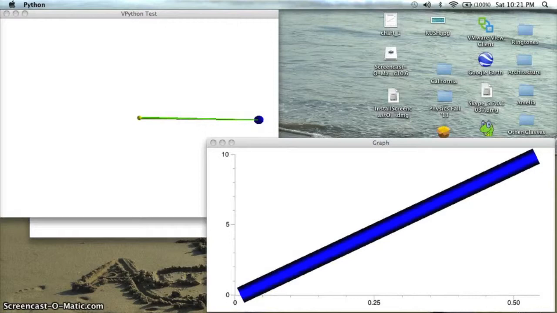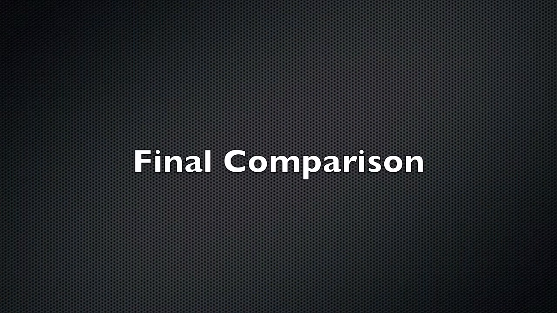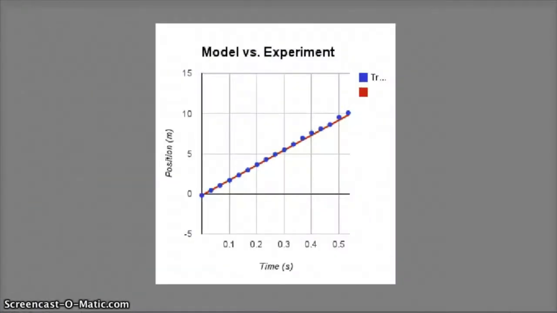When we run this computational model, we get the graph showing the constant change in position over time, which means that there's a constant velocity. This graph shows the difference between the predicted position versus time from my computational model and the observed position versus time from my video. This red line is from the predicted position versus time from my computational model, and as you can see, it's a very straight, constant, linear line.